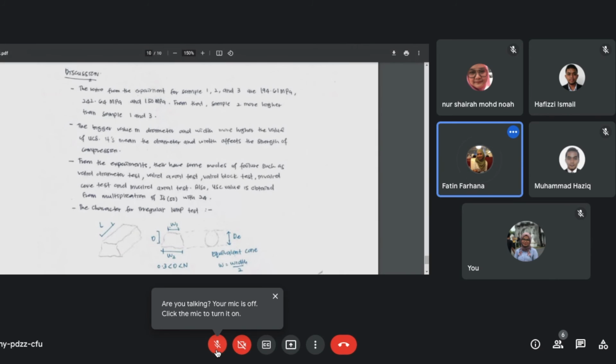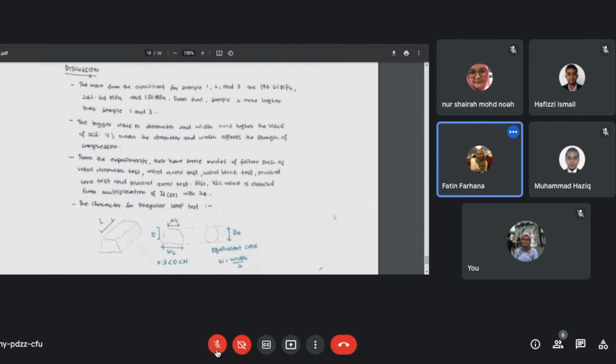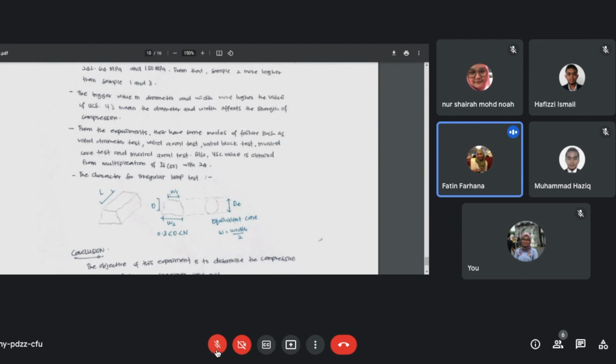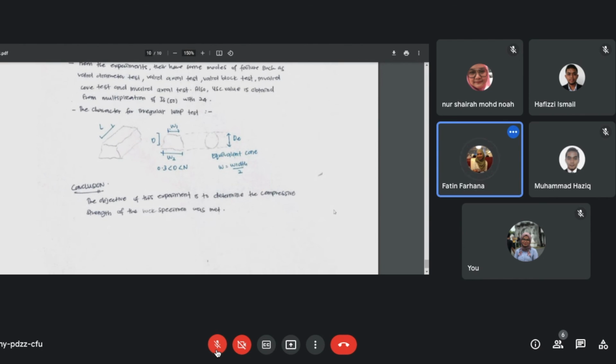From this test, there are a few modes of failure, which are valid diametral test, valid axial test, valid block test, invalid core test, and also invalid axial test. The characteristics for the irregular lump test are as follows. You can see there is a length width diagram over here. For the conclusion, I will pass to Muhammad Aziz. Thank you.